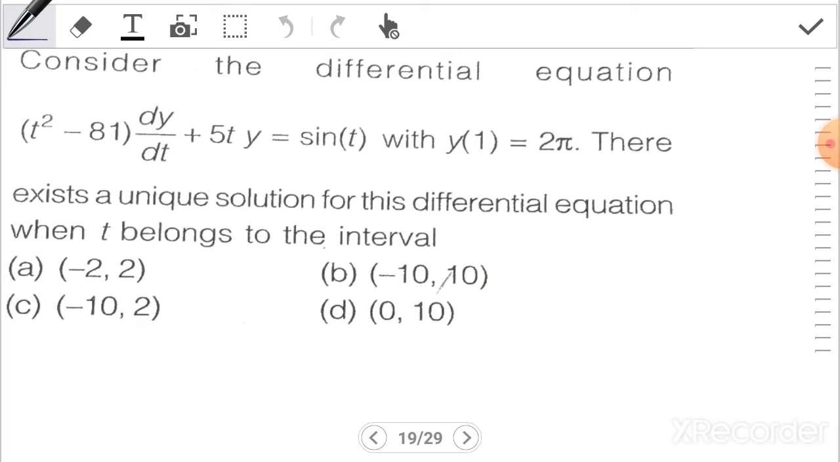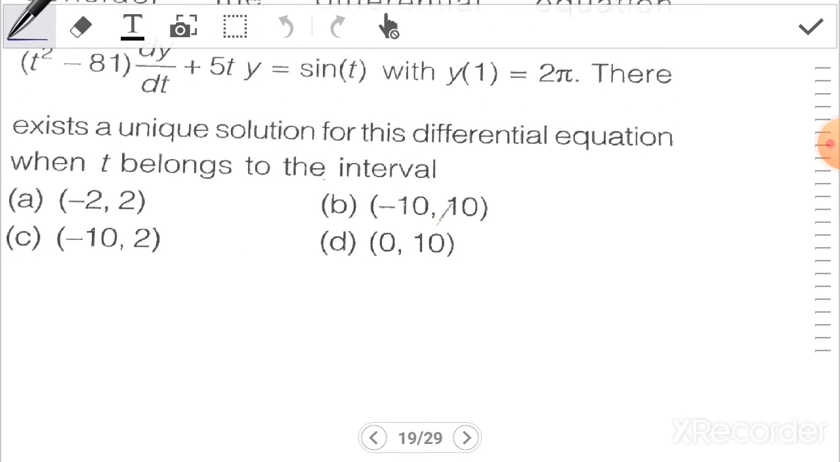Consider the differential equation (t² - 81) dy/dt + 5ty = sin t, with y(1) = 2π. There exists a unique solution for this differential equation when t belongs to the interval. So we have to find out the interval.